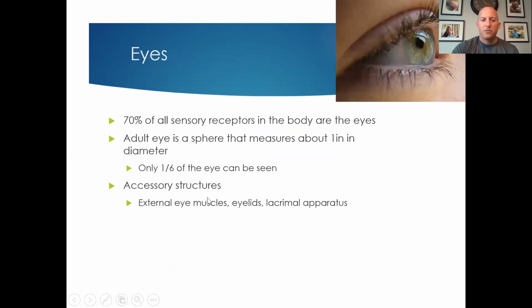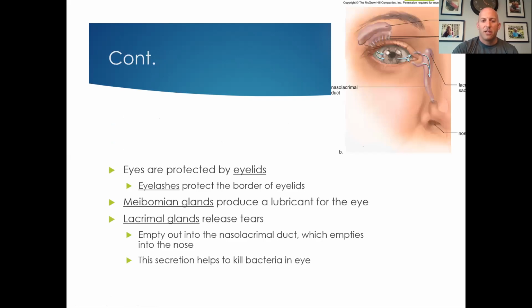Okay, accessory structures were the things that were on the outside, like the external eye muscles. We had 6 of those, the eyelids and the lacrimal apparatus. Spend a little bit of time talking about these 2 types of glands. Meibomians were the lubricant, and the lacrimals were the ones that release tears. Remember, the lacrimal glands will release it, and then it goes across your eyes to help flush it to the nasolacrimal duct. I know many people were surprised that when you cry, that's one of the reasons why you get snot, is because those tears actually go in that duct and come down into your nose.